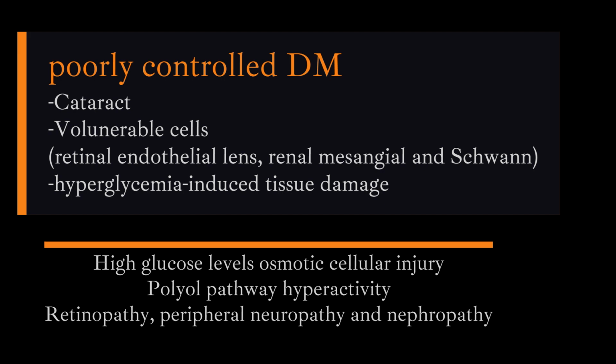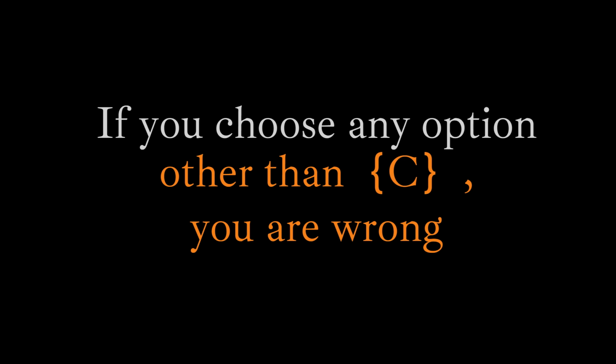In addition, oxidative stress can also result from the depletion of NADPH, since aldose reductase consumes it. This also contributes to cataract formation and other diabetic complications such as retinopathy, peripheral neuropathy, and nephropathy. If you choose any option other than C, you are wrong. Let's briefly discuss the other options.